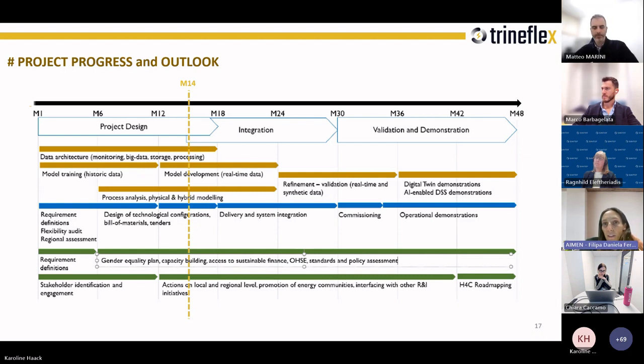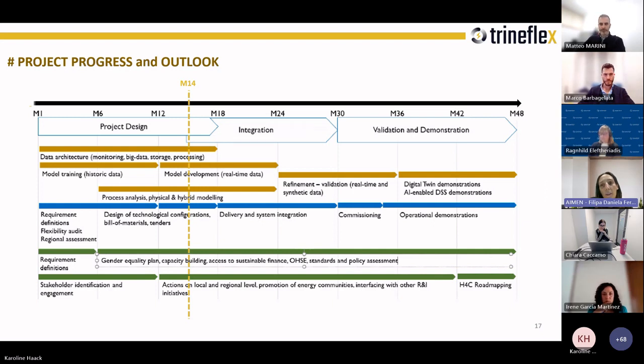And so we are still in the first phase of the project, which we call the project design phase, where the main activities consisted of assessing end user requirements and potential flexibility, as well as assessing data acquisition, storage, and processing. Current ongoing tasks consist, for instance, of the implementation of the digital infrastructure for real-time data acquisition and the refinement of the digital twins architectures.